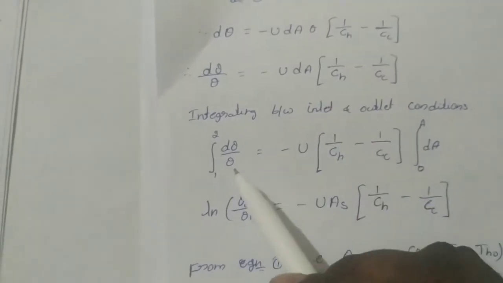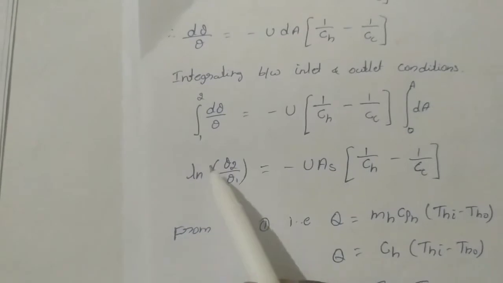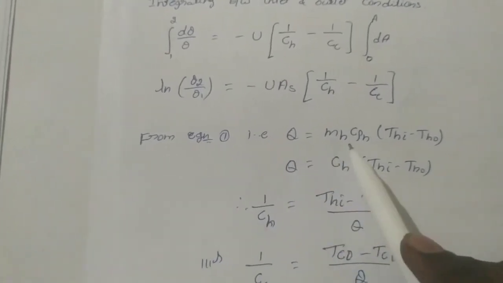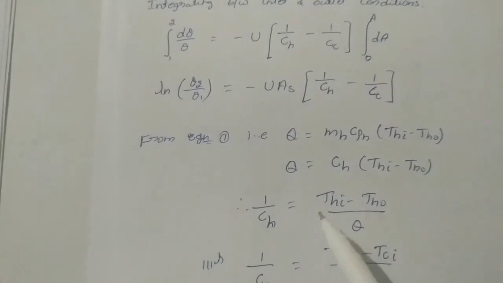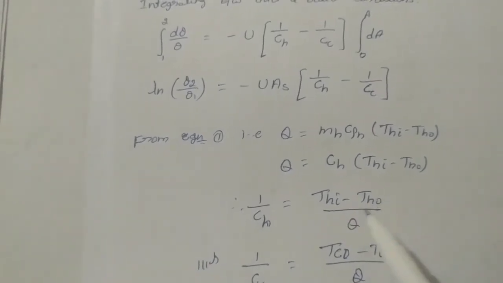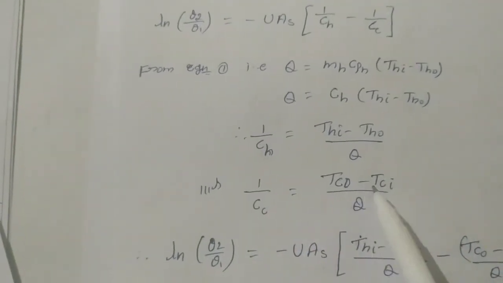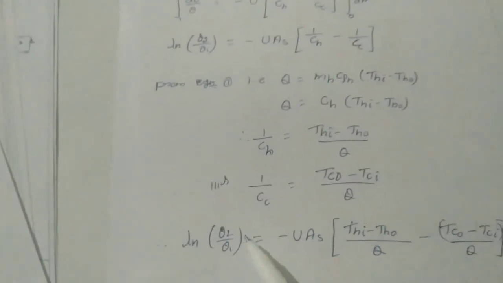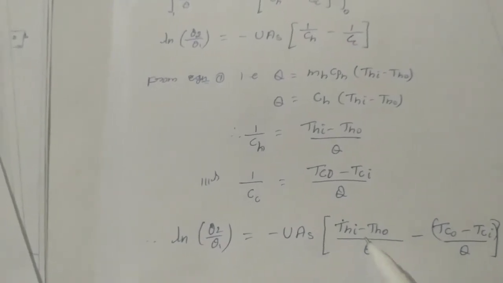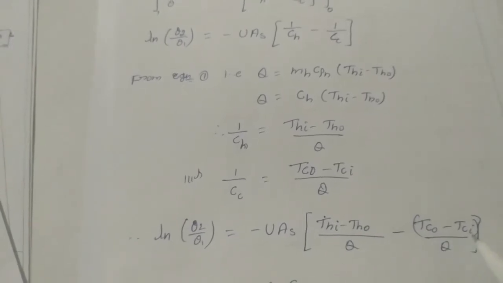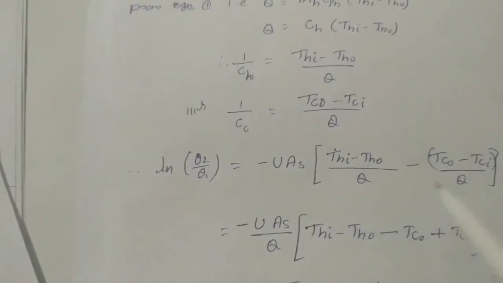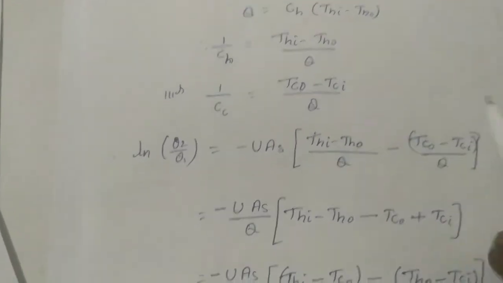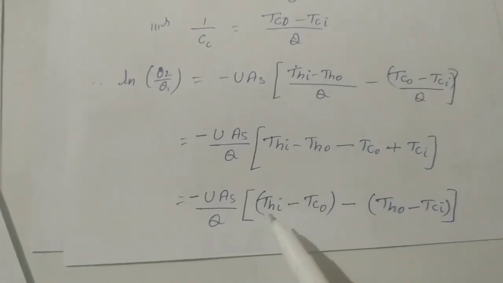Integrating these two equations from inlet to outlet, I will directly write it here: ln of theta 2 divided by theta 1 is equal to minus UA into 1 by Ch plus 1 by Cc. From equation number 1, q is equal to mh Cph into Thi minus Tho. Within that, 1 by Ch is Thi minus Tho divided by q, and similarly 1 by Cc is Tco minus Tci divided by q. Substituting these two values, ln of theta 2 by theta 1 is equal to minus UA into Thi minus Tho divided by q plus Tco minus Tci divided by q. Taking q common, we get Thi minus Tho minus Tci plus Tco.